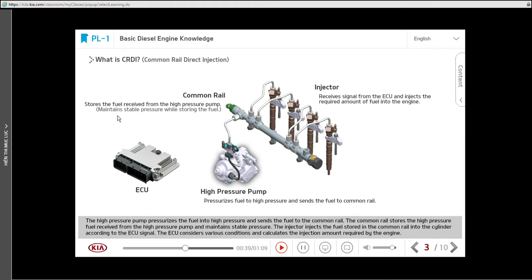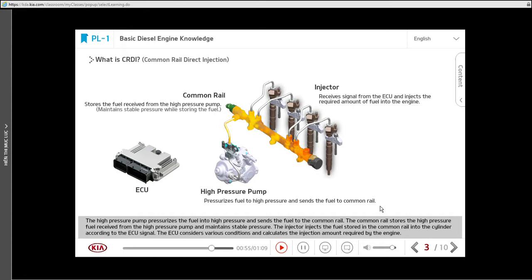The high-pressure pump pressurizes the fuel into high pressure and sends the fuel to the common rail. The common rail stores the high-pressure fuel received from the high-pressure pump and maintains stable pressure.